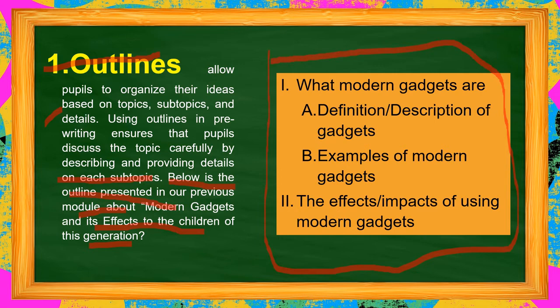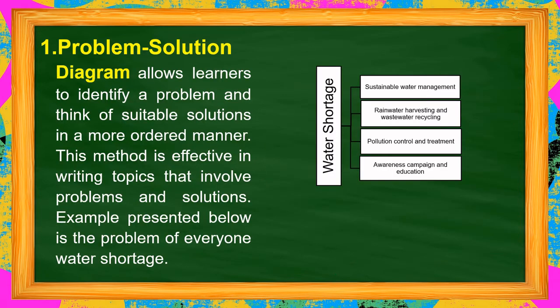So we are using Roman numerals for your main topic. So you have here I, what modern gadgets are, and then under this main topic, you have to enumerate the topics, which are the effects or impacts of using modern gadgets. And then you can add on the subtopics. All right, let's move on to the next organizer.